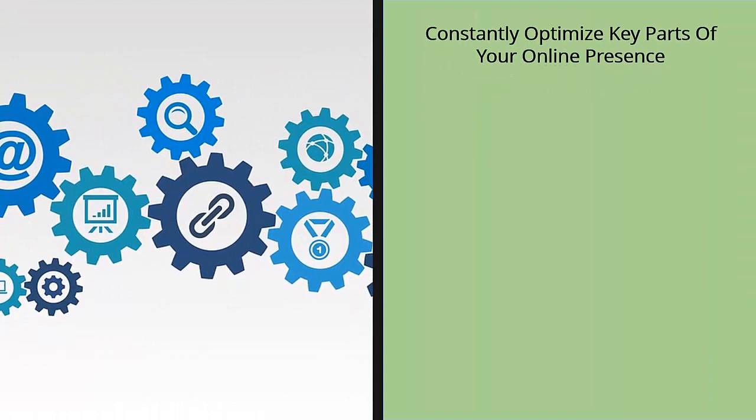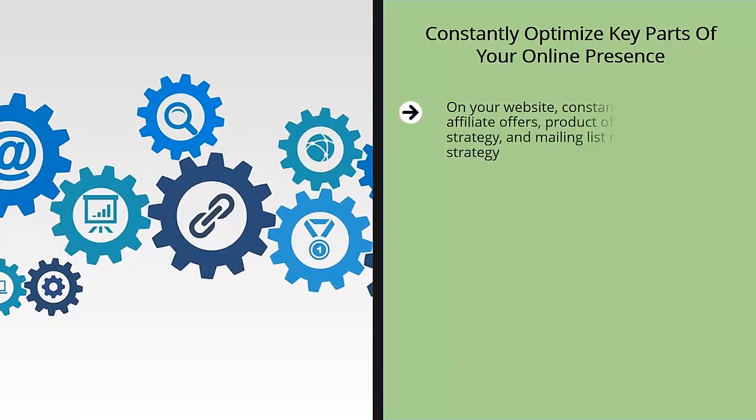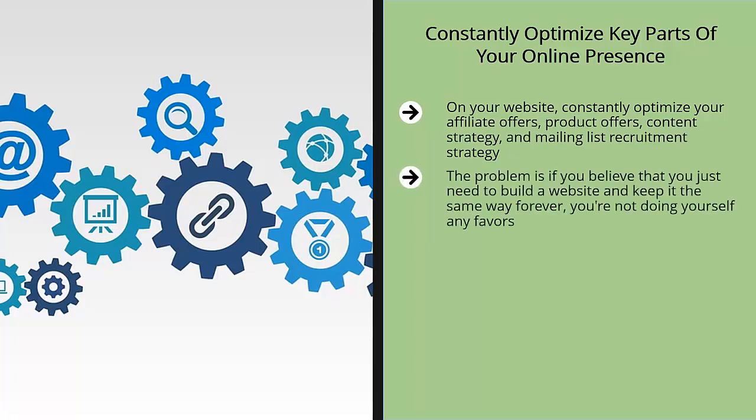Constantly optimize key parts of your online presence. On your website, constantly optimize your affiliate offers, product offers, content strategy, and mailing list recruitment strategy. Keep mixing it up and look at what works. The problem is if you believe that you just need to build a website and keep it the same way forever, you're not doing yourself any favors. You're putting yourself at a serious competitive disadvantage because, let's face it, most people do not do things right the first time around. There's always room for improvement. You can always optimize for greater results. This is why you have to constantly optimize the different key elements of your online presence.